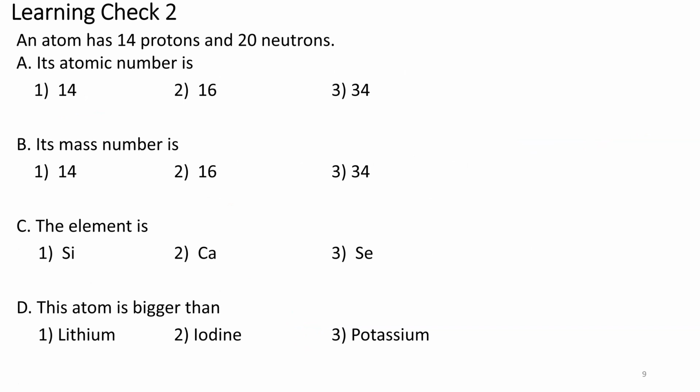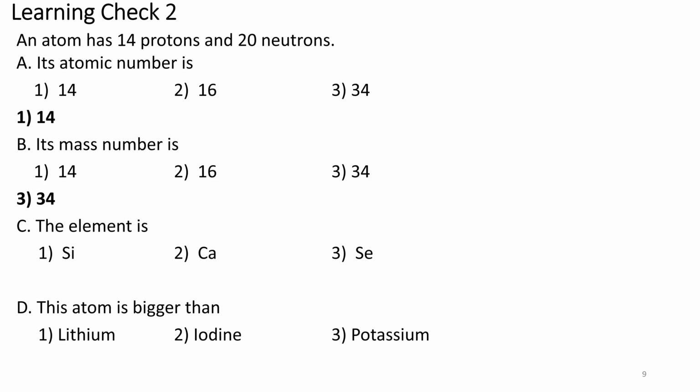All right, the atom has 14 protons and 20 neutrons. For the atomic number, all you have to do is look at the protons. That's your atomic number always, period, end of story. So in this situation, it's going to be 14. Its mass number is protons plus neutrons, right? 20 plus 14 is 34.